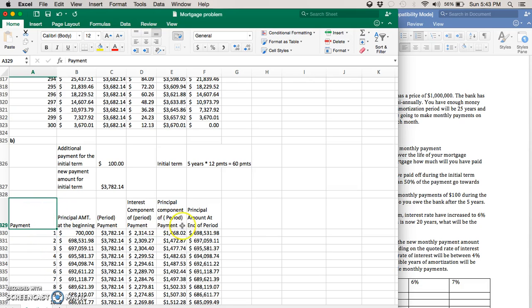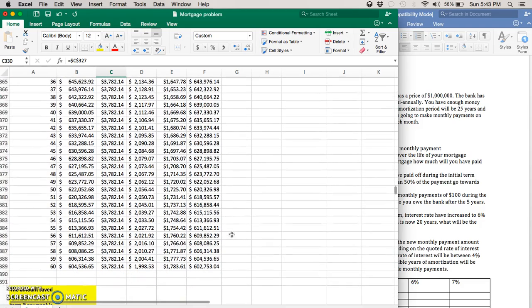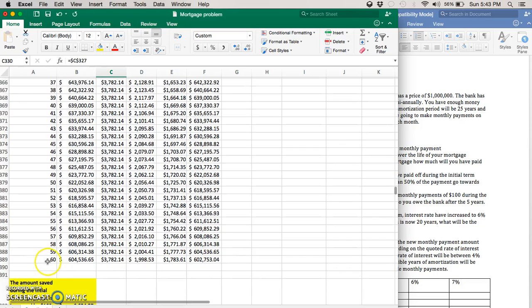You're going to copy down everything the same, except the only difference now is your period payment is going to increase by 100. So make sure that you reference the new period payment and just drag everything down, and it should work out the same way that the prior amortization schedule worked. But you're only going to go down to 60 payments because it is only for the initial term. That's all we care about.